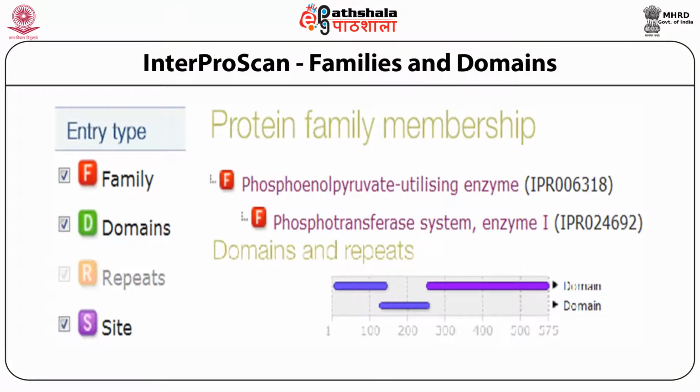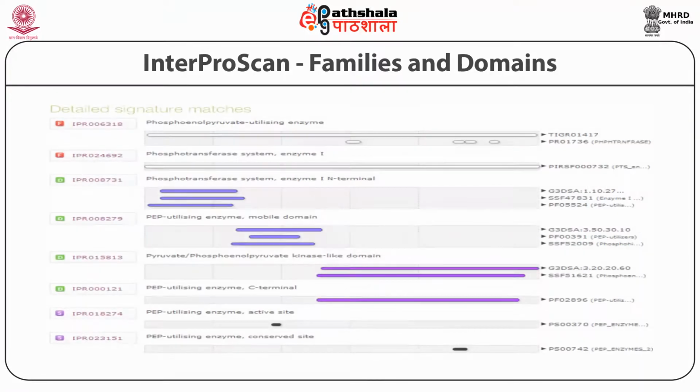The ensuing results window shows that this EF0710 protein belongs to a protein family and has domains as well as sites. The name of the protein family is phosphoenolpyruvate utilizing enzyme. There are 3 domains and 2 sites in this protein.